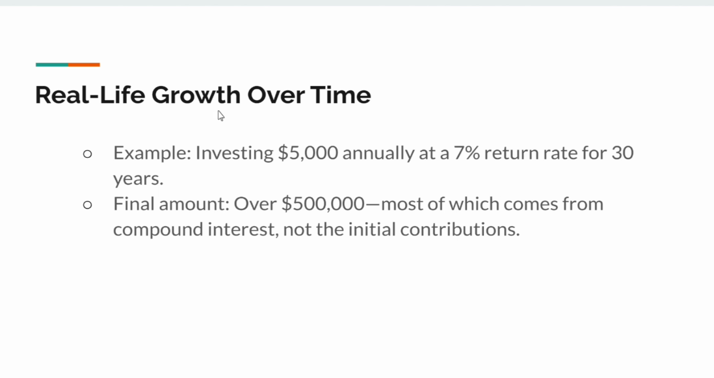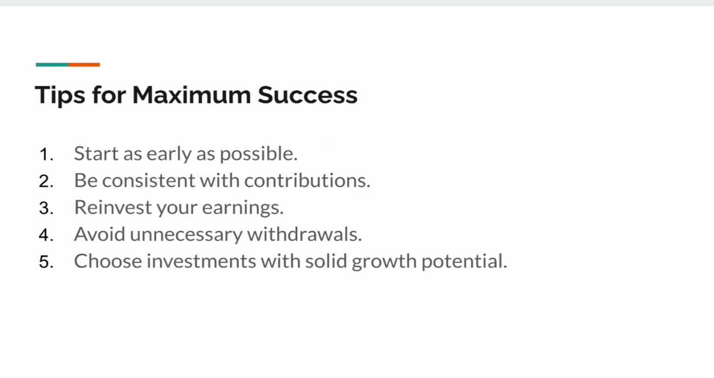Here's an example of real life growth over time. The example is investing $5,000 annually at a 7% return for 30 years. The final amount is going to be over $500,000, most of which has actually come from the compound interest if you think about it. Because as the investment grows over time, then interest on interest, we are naturally going to see this number continue to rise. And the longer that we can leave it, the higher it will go. Each year, the number grows exponentially. It's funny to see over the course of 20, 30, 50, 100 years, for example.